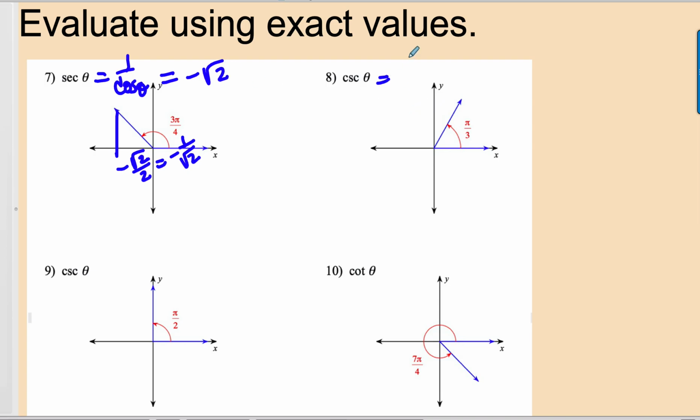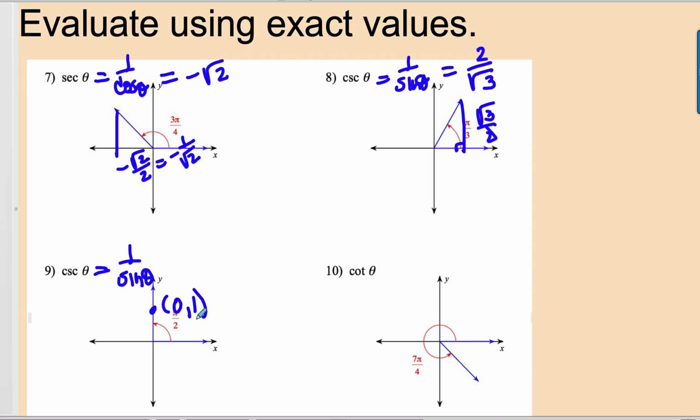Cosecant is a reciprocal of sine. And so my sine is going to be my long leg, which is √3/2. And that reciprocal is 2/√3. You can leave it that way or you can rationalize it. Cosecant is the reciprocal of sine. And right here, this is 0, 1, and the y coordinate is here. So this answer will be 1.